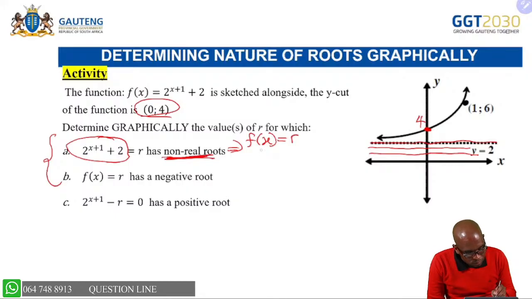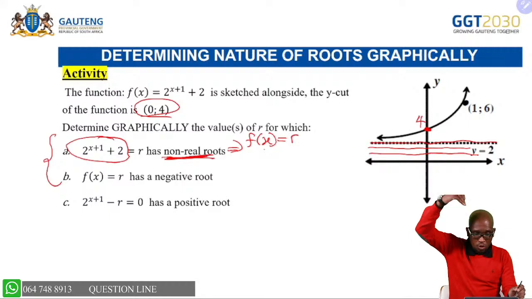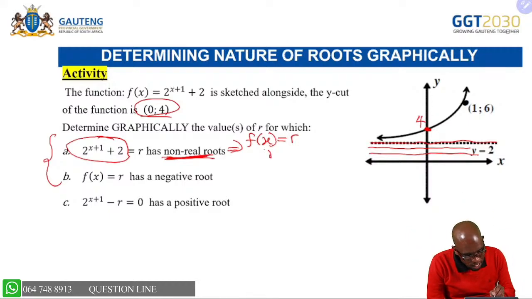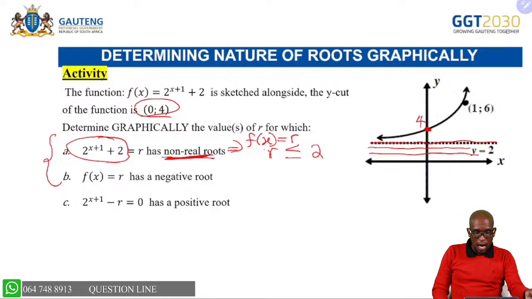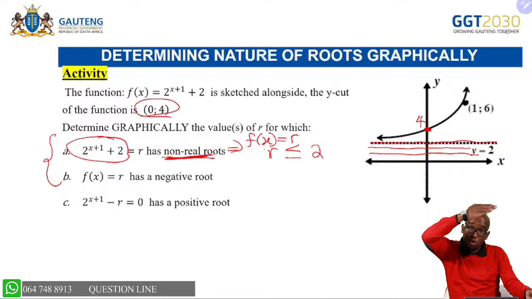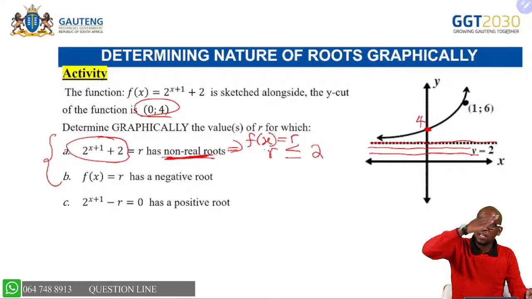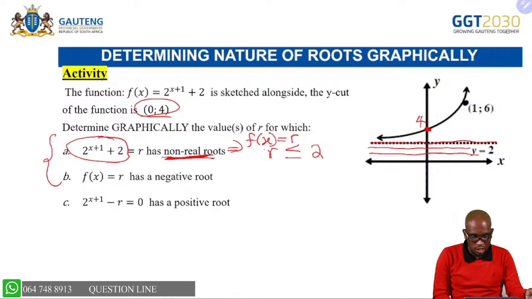So we are interested in y. What would be the value of y at the asymptote and below it? It would be r is less than or equal to 2. So either the horizontal line is at the asymptote or below the asymptote. That's where you'll have the horizontal line not touching the graph.